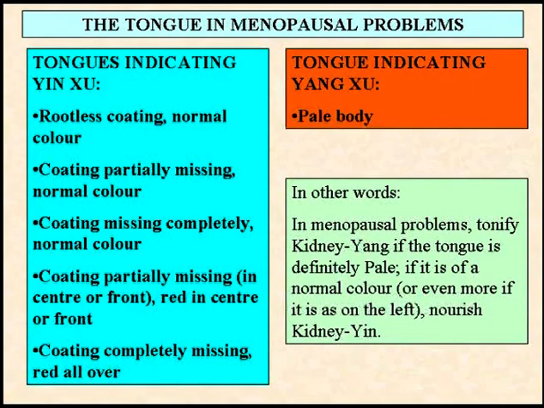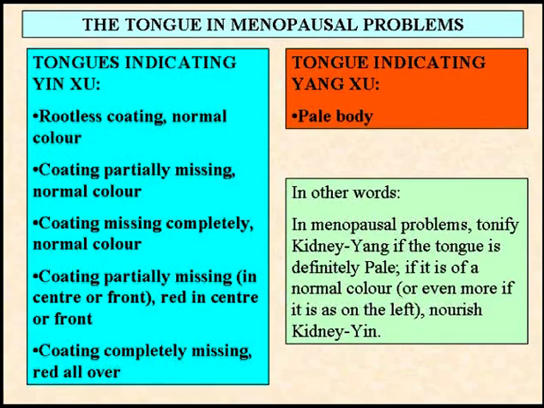If yang deficiency is predominating, the tongue would definitely be pale. So there's a very simple rule. In menopausal women, tonify kidney yang if the tongue is definitely pale. In any other case, tonify kidney yin. Okay? I repeat, if the tongue is definitely pale, tonify kidney yang. In any other case, even if the tongue is normal, nourish kidney yin.